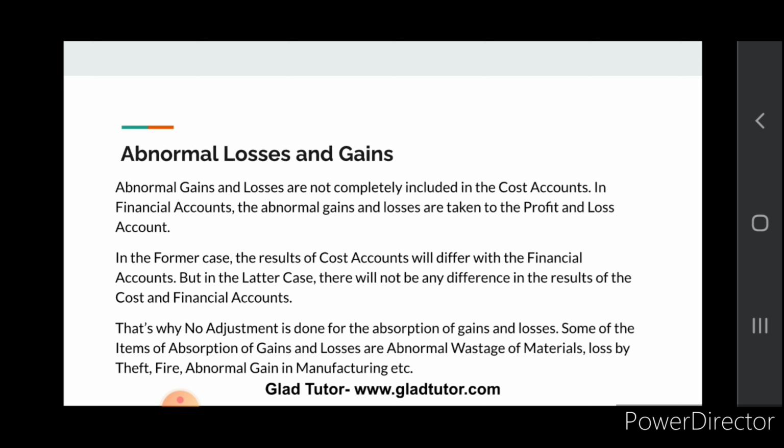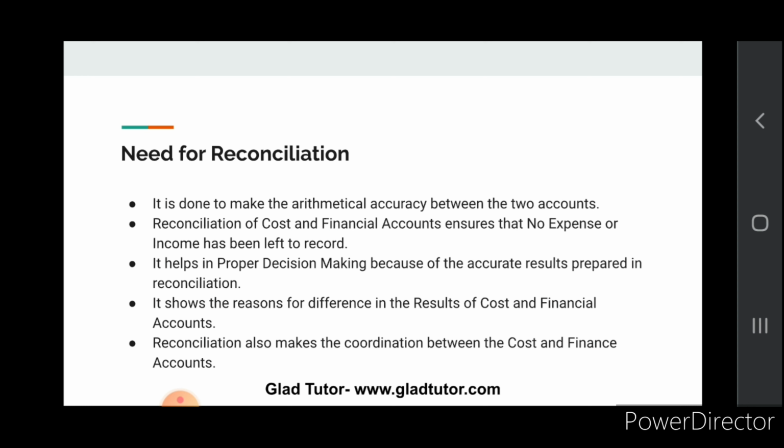The need for reconciliation doesn't arise in those firms where one set of books is used for both types of account, but it is used in those types of firms where there are separate sets of books for both the cost and financial accounts. So now come to the need for the reconciliation, like why there is a need to do the reconciliation of both the cost and financial accounts.